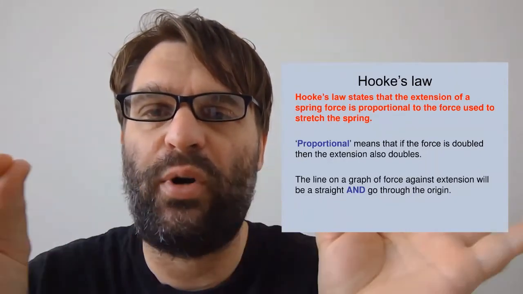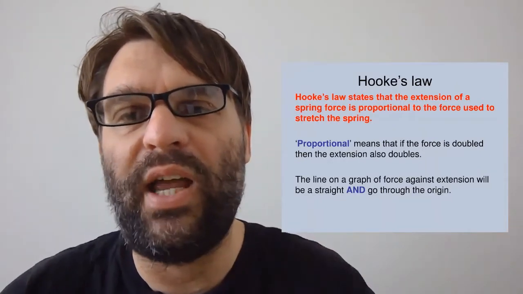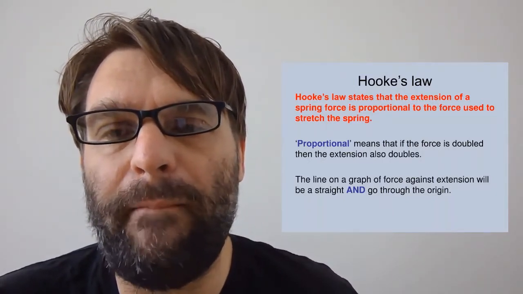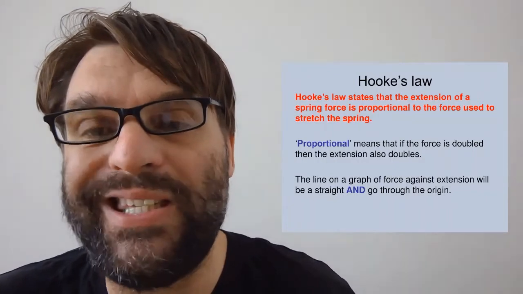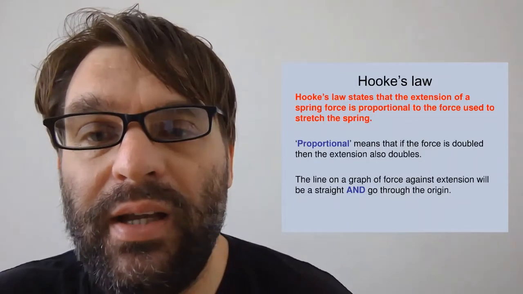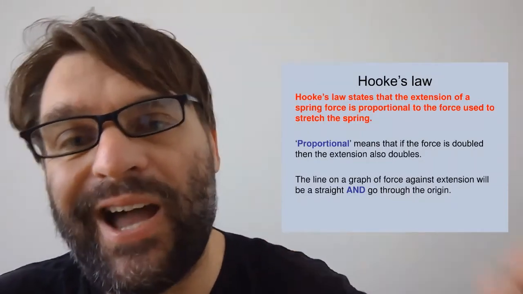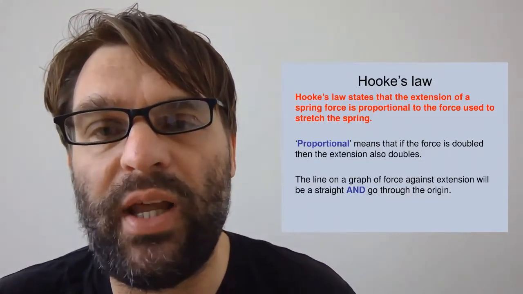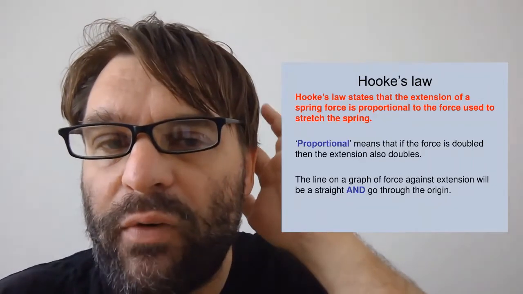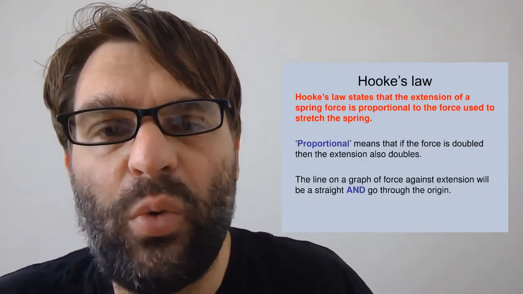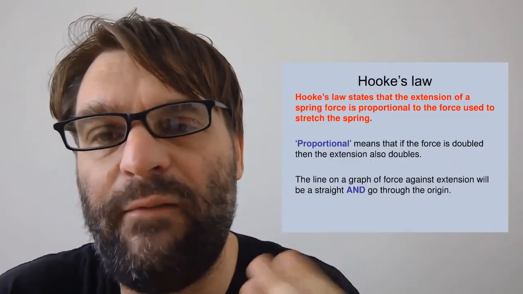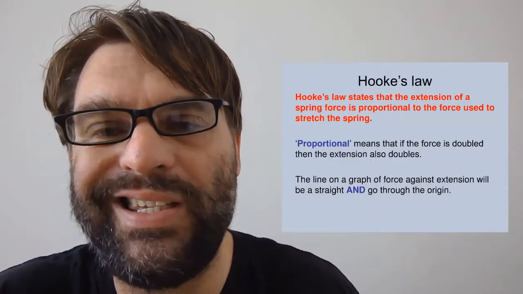So as you stretch a spring, it's going to extend, and there is a linear relationship between the extension and the force that's being used to extend it, that tension force. When I say proportional, it means the force can be doubled as the extension doubles. If the force is halved, the extension halves. Okay, there's a linear relationship. So a line graph, as we saw in the previous slide, of a force extension graph will be a straight line, and it'll go through the origin 0, 0, because if you don't have any force exerted on a spring, it's not going to extend.